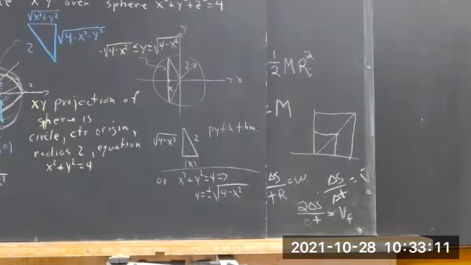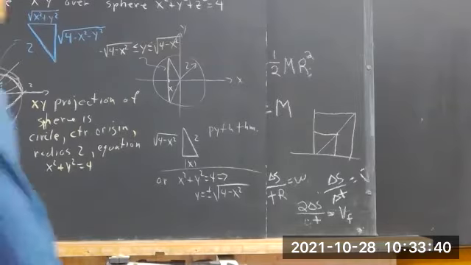So now we conclude that the lowest you could go is negative square root of 4 minus x squared minus y squared. We have zoomed in here.